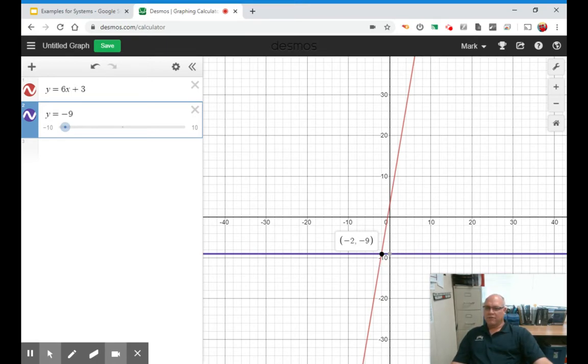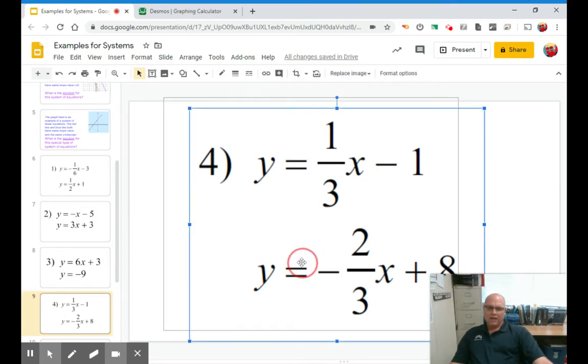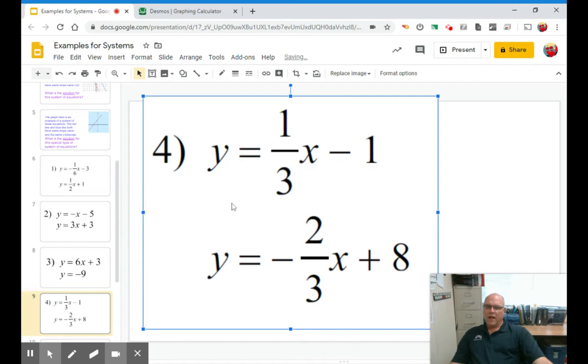All right, how you doing with this so far? Hopefully you're doing well. Let's take a look at another one here. Number 4, y equals 1/3 x minus 1, and y equals negative 2/3 x plus 8. Again, let's make some predictions. Think to yourself, is this line going to be increasing or decreasing? Is it going to be steep or relatively flat? Same thing with this line, y equals negative 2/3 x plus 8. Is it increasing or decreasing? Is it steep or is it relatively flat? Go ahead and graph them in Desmos and give me the answer to this system.